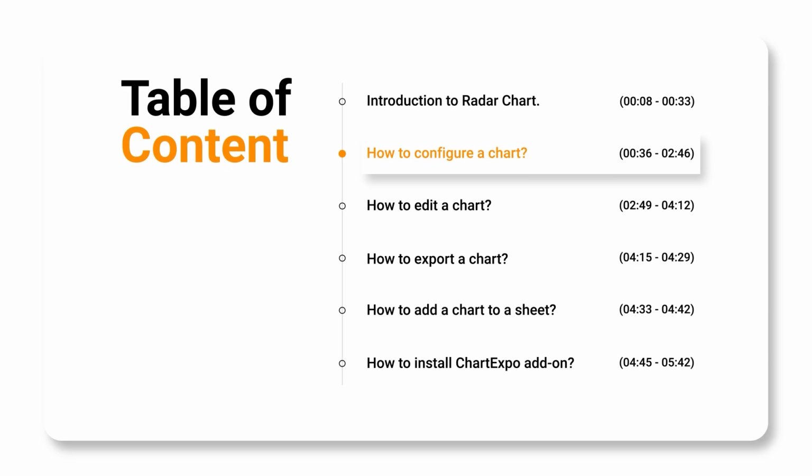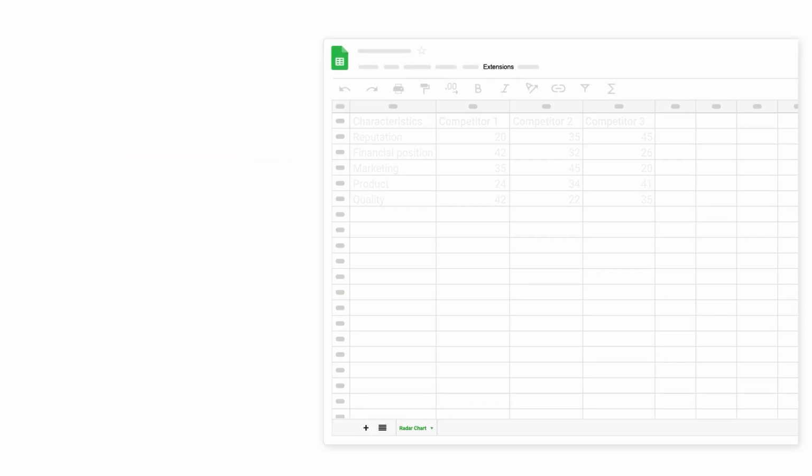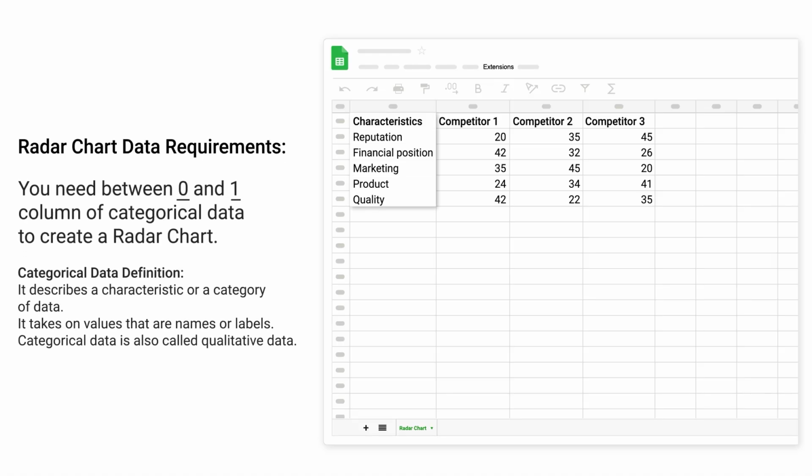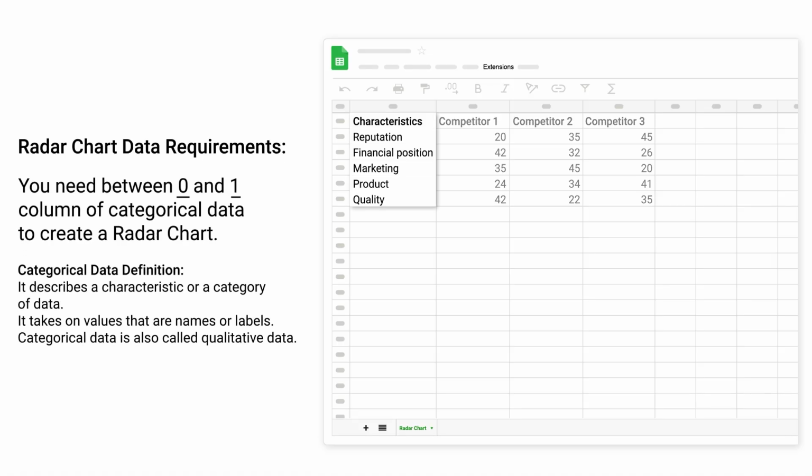How to configure a chart. Radar chart data requirements. You need between 0 and 1 column of categorical data to create a radar chart. Categorical data definition. It describes a characteristic or a category of data. It takes on values that are names or labels. Categorical data is also called qualitative data.